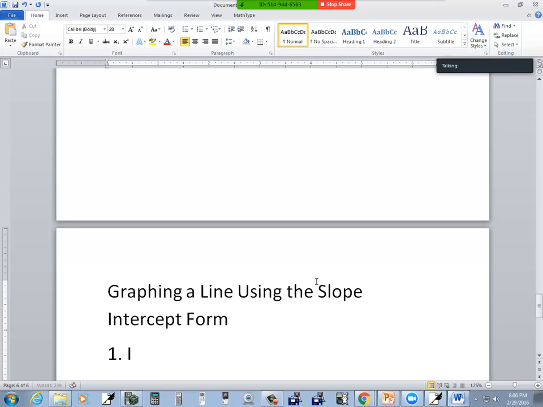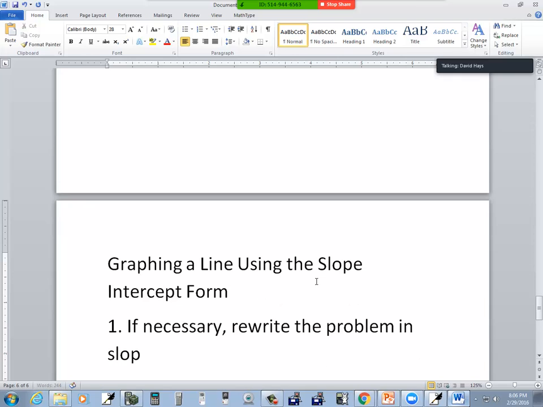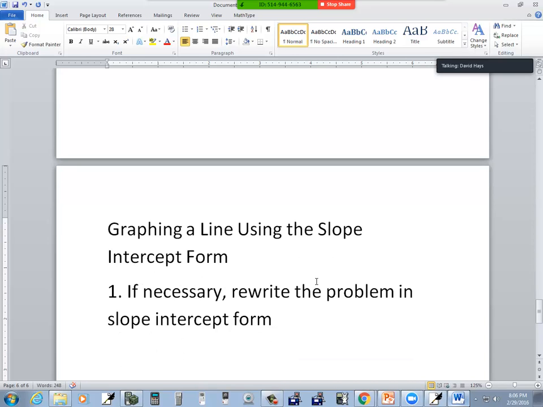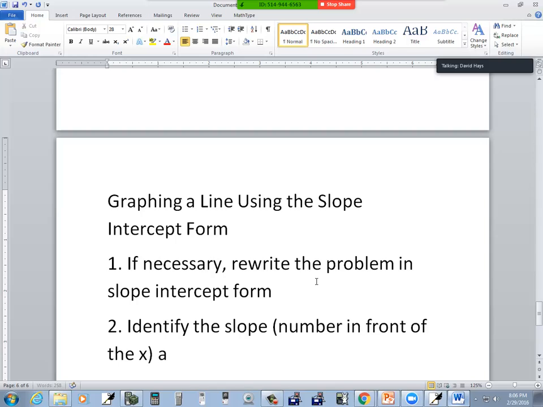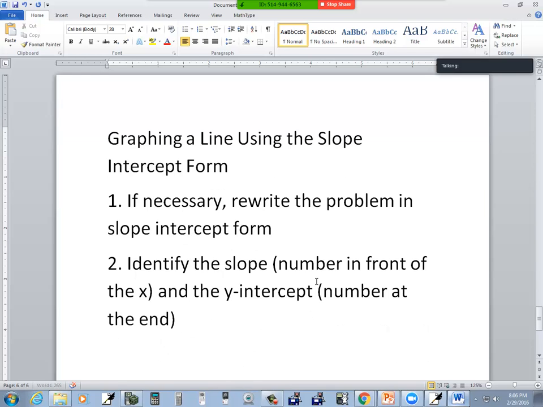Now step 1. If necessary, rewrite the problem in slope-intercept form. Because remember, slope-intercept form means you have y equals, so you have to get y by itself. Step 2, identify the slope, the number in front of the x, and the y-intercept, the number at the end. The number in front of our x is referred to as a coefficient.